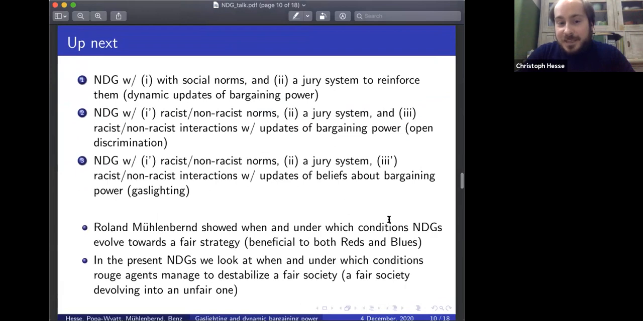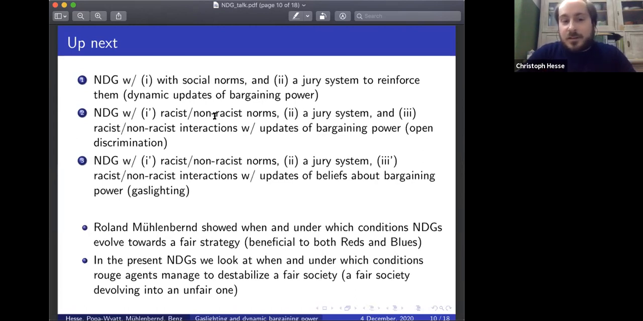Next, we're going to start looking at the individual models. Just to recap, we start with a simple model that has different social norms. It has a jury system that judges the behavior of agents in the interactions on every turn. And the jury is trying to reinforce the social norms depending on the makeup of the jury, like whether members of the jury are following a certain social norm or another social norm.